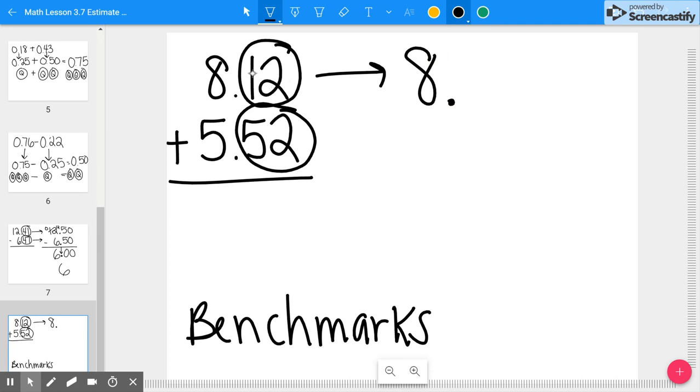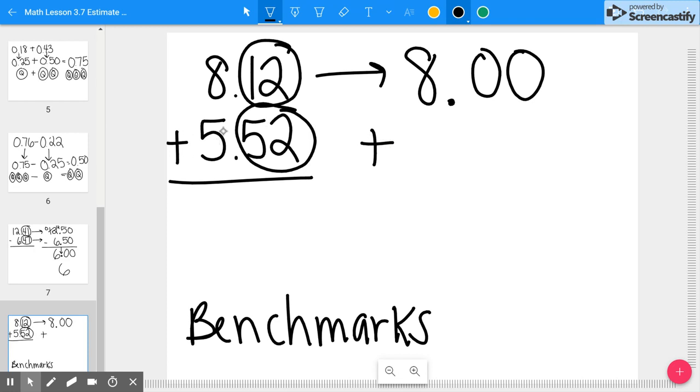Now I'm asking myself, 12 hundredths, 12 cents. Is that closer to no money at all, or is that closer to 25 cents or 25 hundredths? Which one is it closer to? Well, 12 cents is actually closer to no money, so I'm going to turn that into 2 zeros.